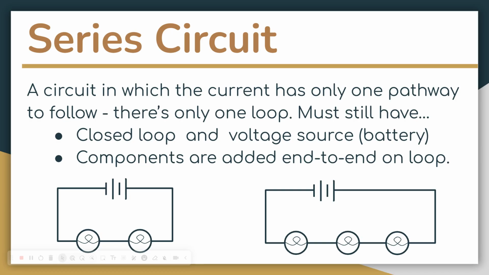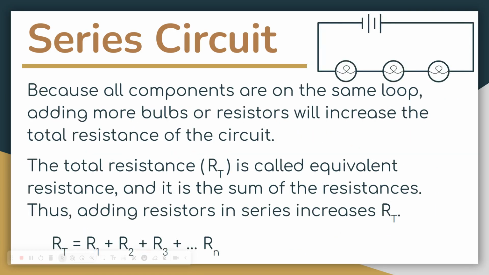The one on the left shows 2 light bulbs in series. The one on the right shows 3 light bulbs in series, but both of them are series circuits. You could, of course, keep adding more if you wanted to and still have a series circuit so long as they're all on the same loop. Because the components are on the same loop, as you add additional resistors or light bulbs, it increases the total resistance of your circuit. That total resistance has a name.